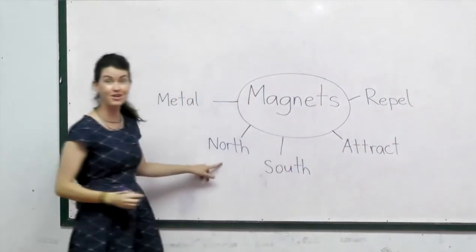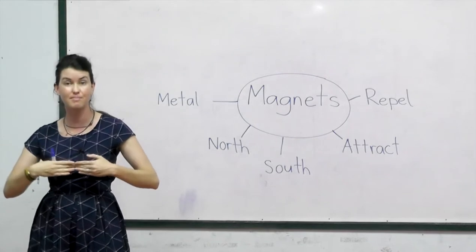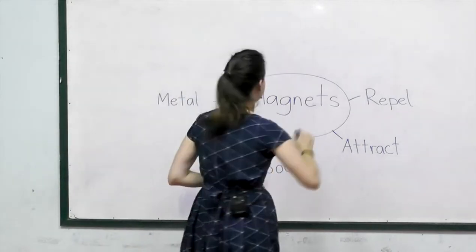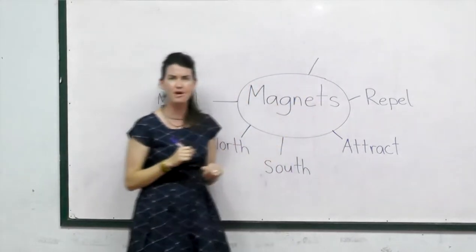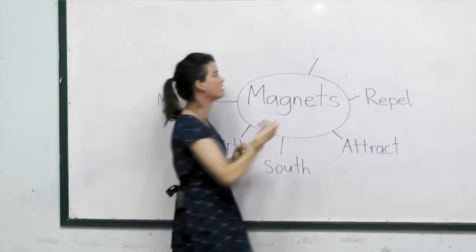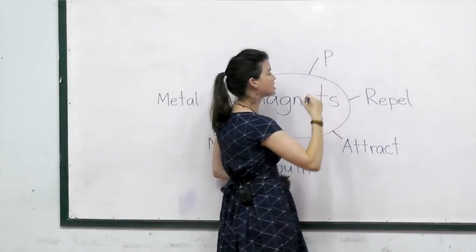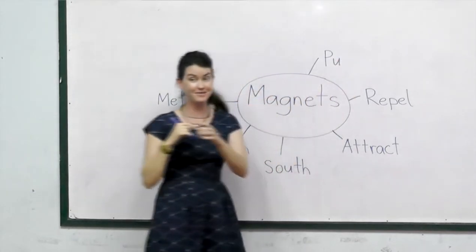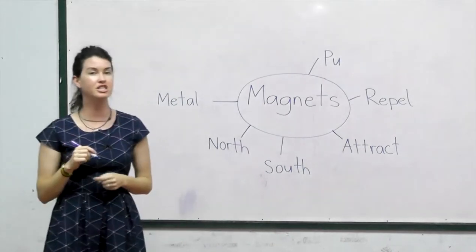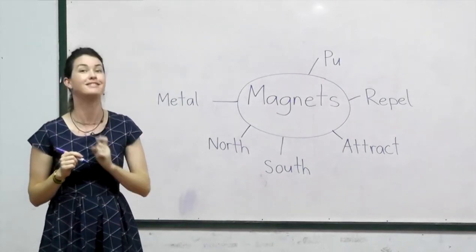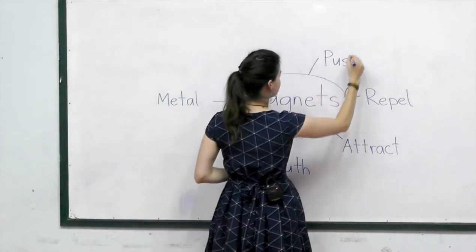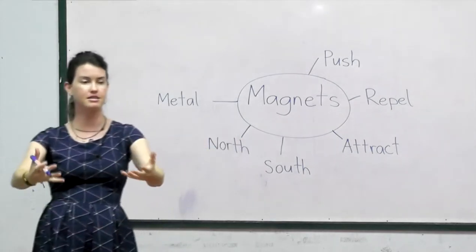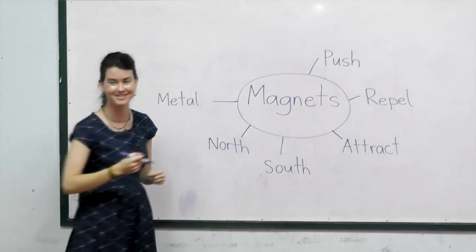If we put a north and north end of magnets together, they're going to repel. They're going to push each other away. They will repel. They will push. Help me spell push. P. U. That's for pull. Good one. Push. S-H. Push. Like repel. Push. And pull. How do we spell pull?